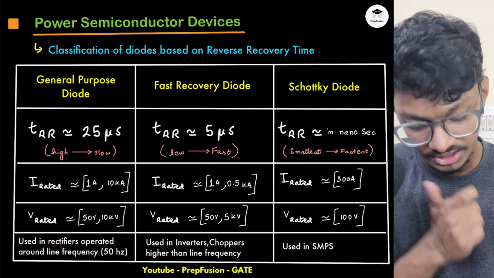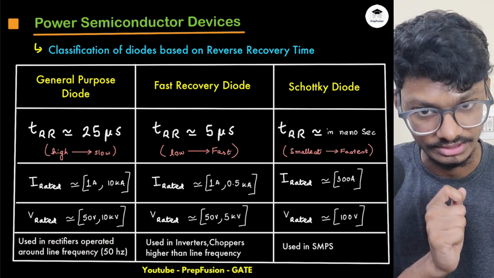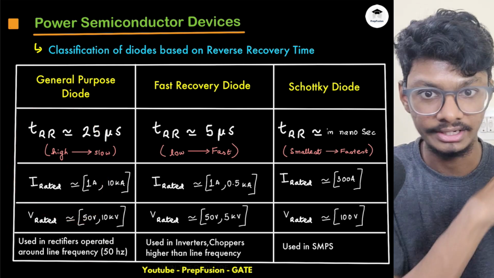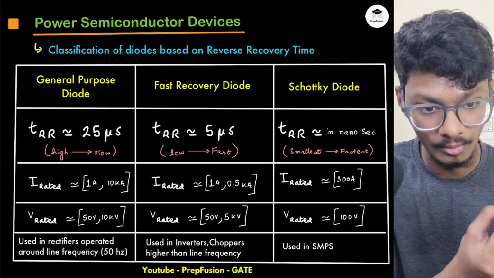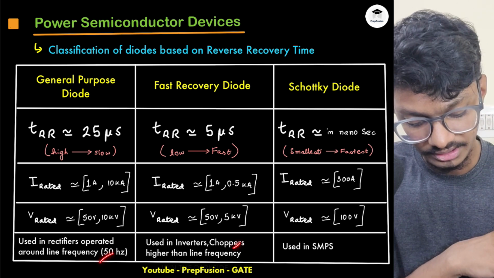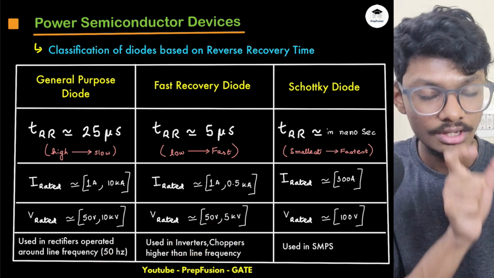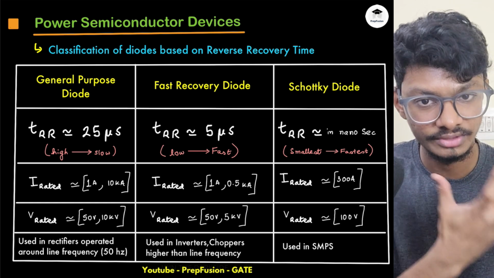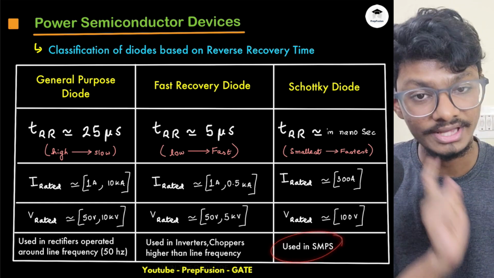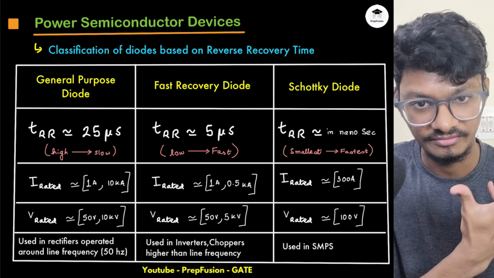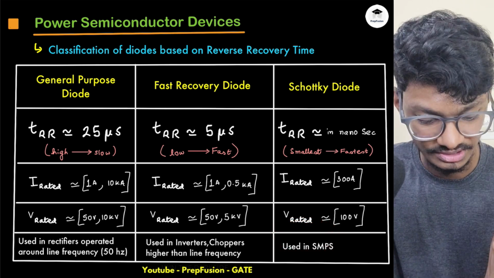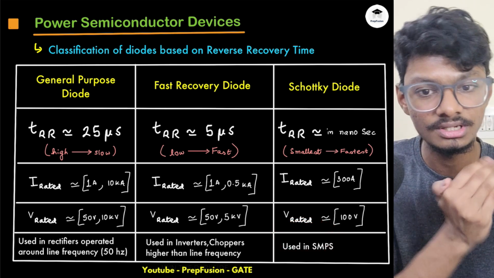So this is usually used in rectifiers operated around line frequency. For low frequency applications, obviously we'll use this in our line and all those things where the power is very high but the frequency is very low. But this is used in inverters and choppers where the power is medium and the frequency is also medium, right? In inverters and choppers we need medium frequency, and this is used in SMPS. SMPS is also another type of inverter. This we won't study, this is out of scope, but this is mainly used in SMPS where high frequency is there but the power is lowest, right?